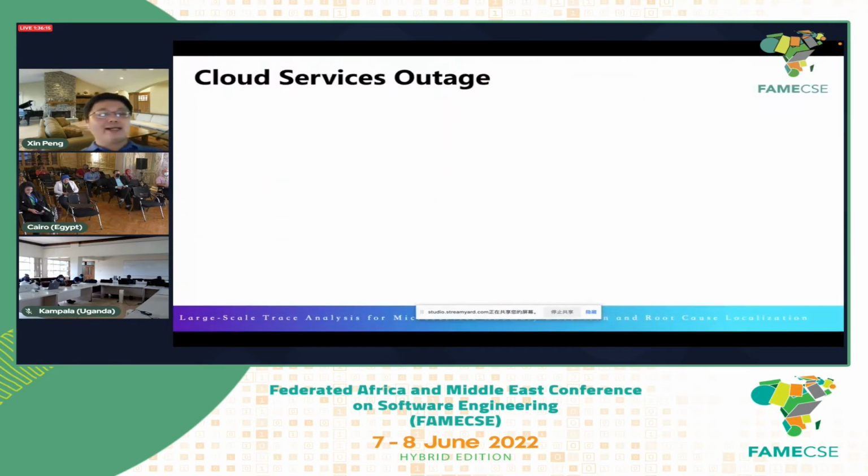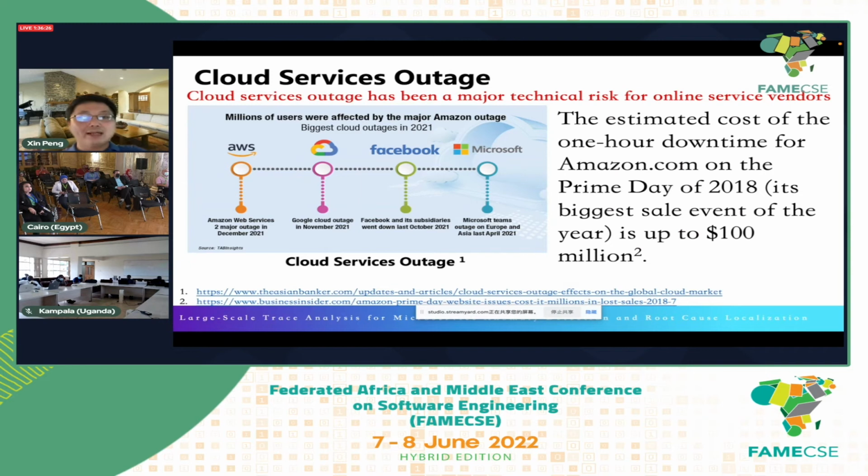Nowadays, we are increasingly depending on a wide variety of cloud services. But at the same time, cloud service outage has been a major technical risk for online service vendors. For example, in 2021, millions of users were affected by the major Amazon outage, and it is reported that the estimated cost of the 1 hour downtime for Amazon.com on Prime Day is up to $100 million. So service vendors usually have the vision that faults can be detected in 1 minute, localized in 5 minutes and solved in 10 minutes.